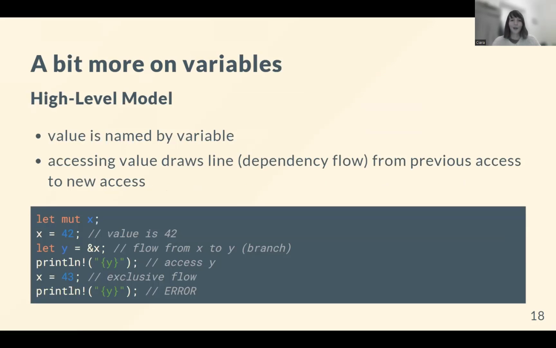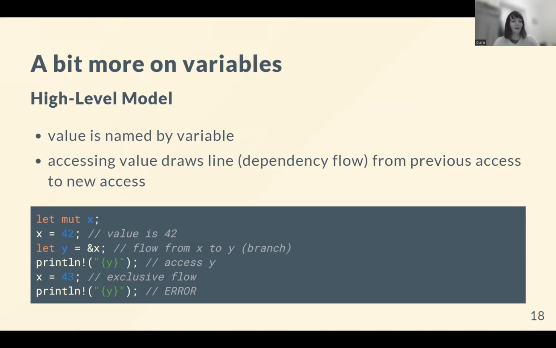So going a bit further in variables, Jon introduces this idea of a high-level model and a low-level model. The high-level model is just that a value is named by a variable, and accessing that value draws a line or dependency flow from previous accesses to a new access. So this is an interesting mental model to introduce.